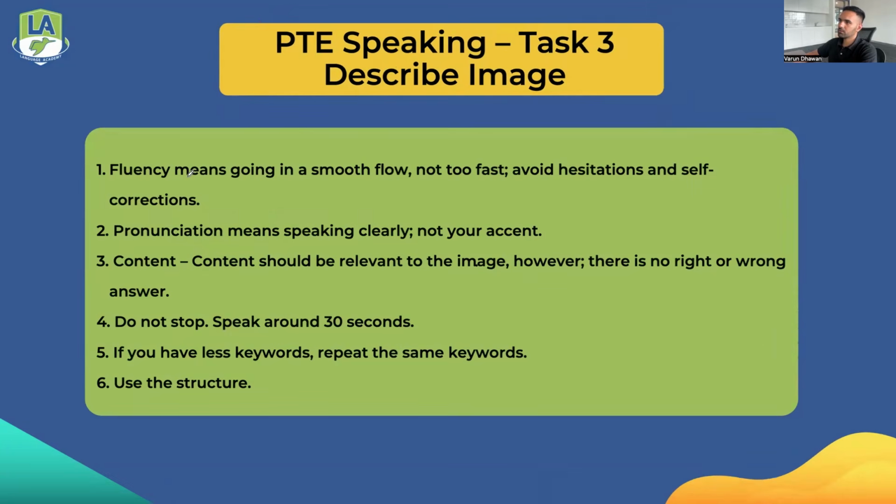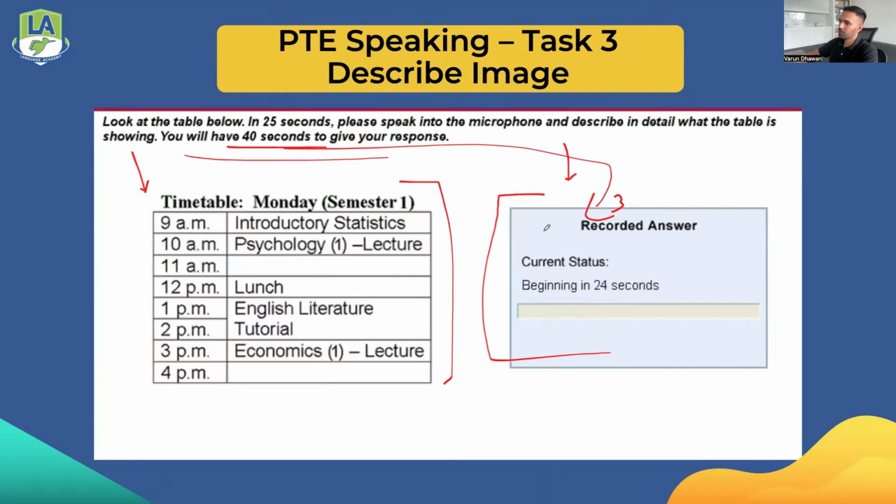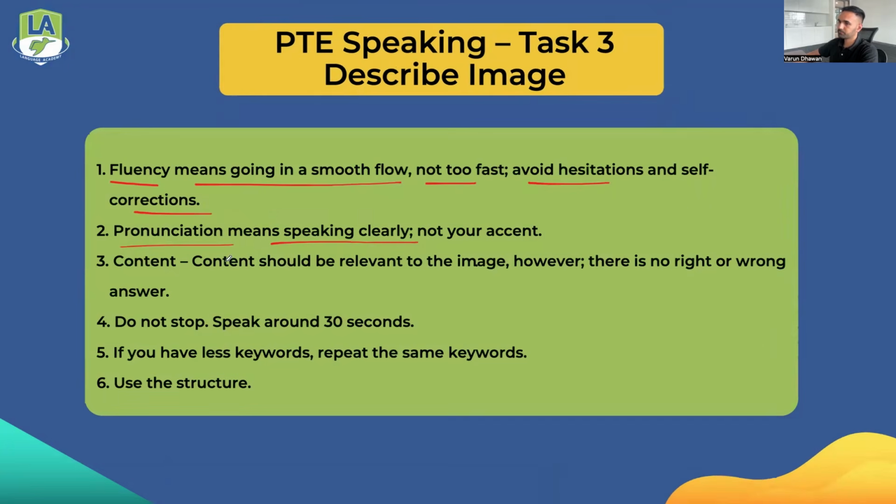Things which you have to take care in describe image. Fluency means going in a smooth flow, not too fast, not too slow. You have to avoid hesitations and do not correct yourself. Pronunciation means you have to pronounce all the words clearly. If there's any word, let's say there's a word psychology here, I'm not really sure how to pronounce it. Do not speak it. If there's any word you're not really sure about in describe image, do not speak it, please. Content, to get full points in content, try to mention 4 to 5 keywords from or relevant to the image.